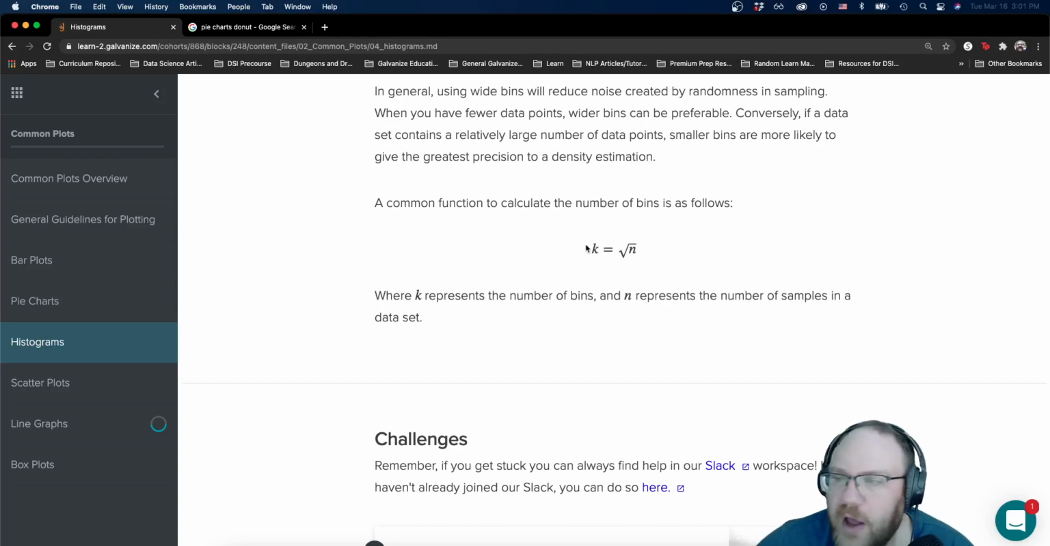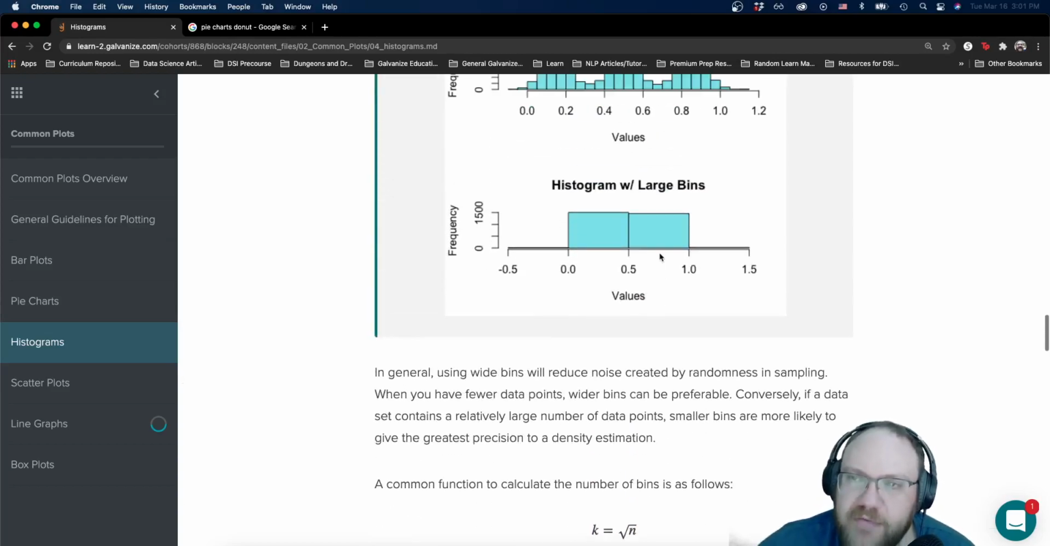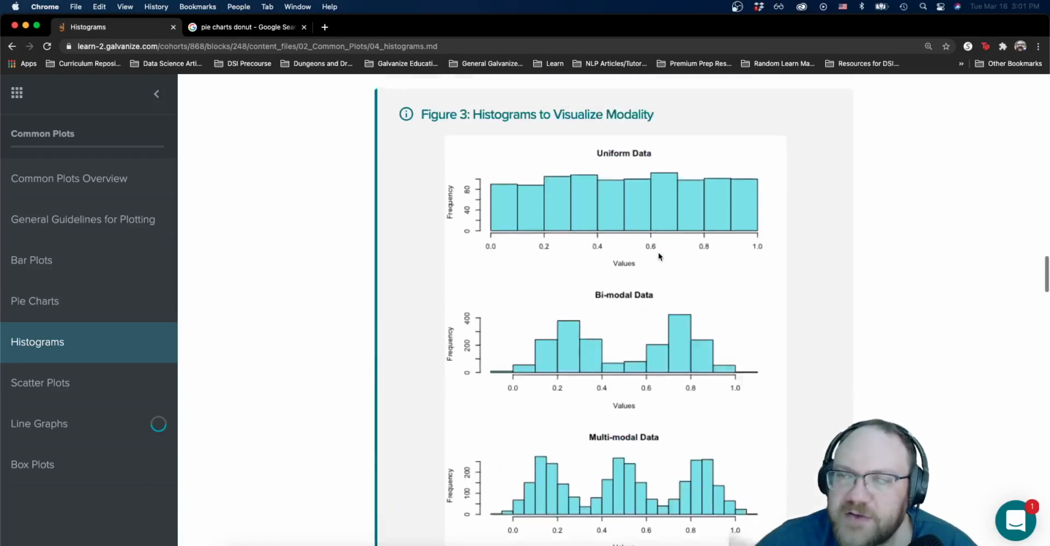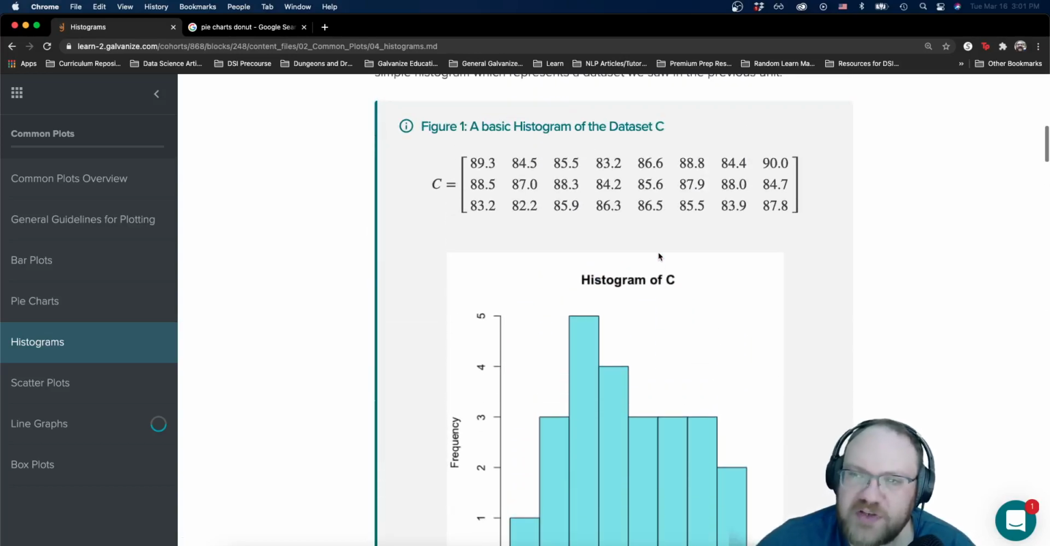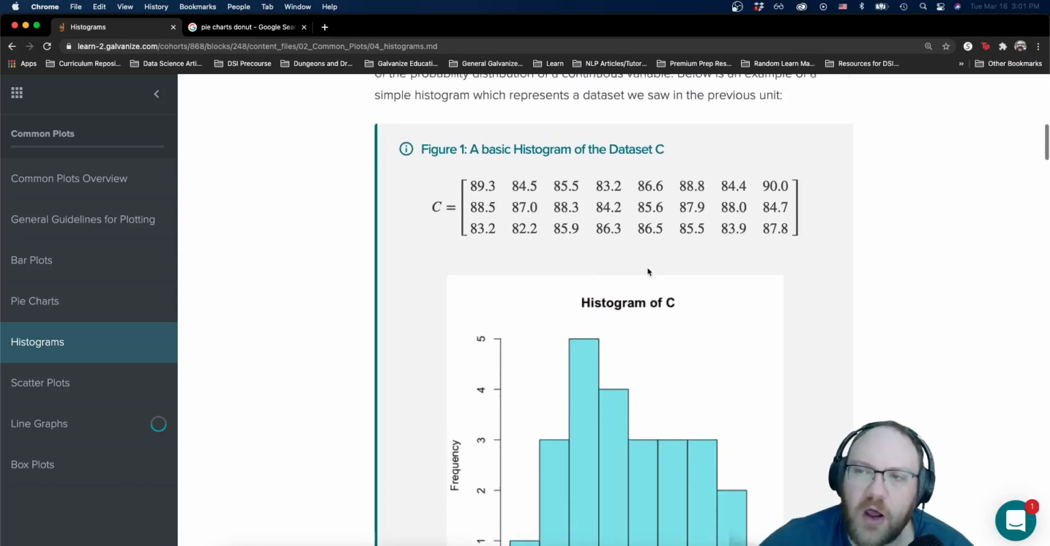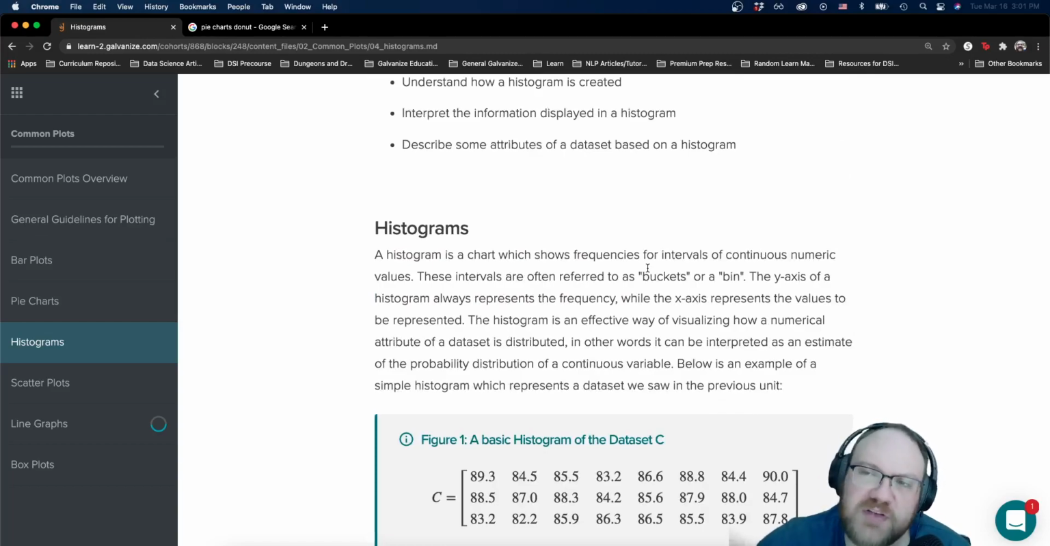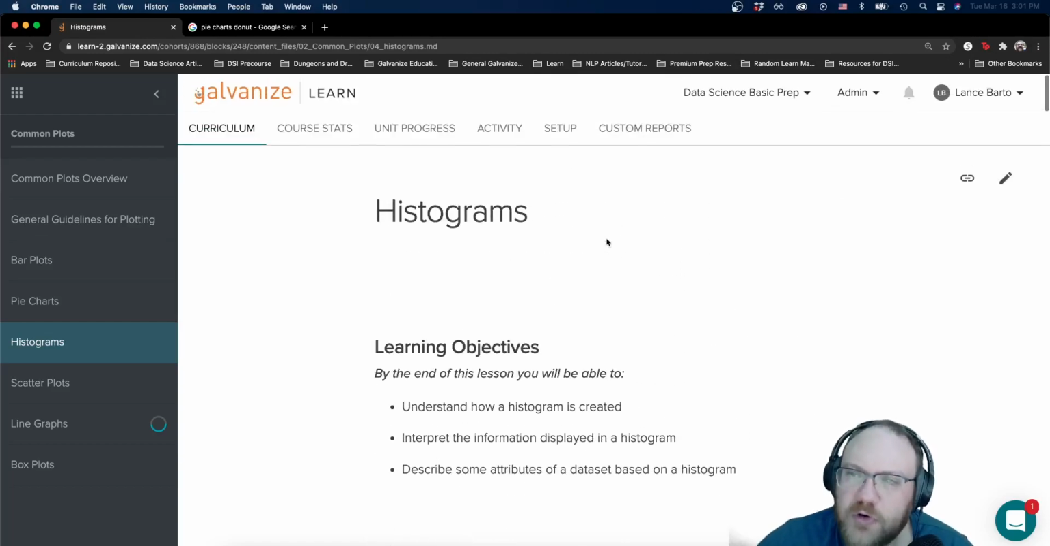So a great place to start when you're thinking about number of bins is just the square root of the number of samples that you might have, right? But that's just a brief preview into actually making histograms, a lot of which we're not going to do at this point in the course, but you will do a little bit later on. So that's about it for our histogram lesson.